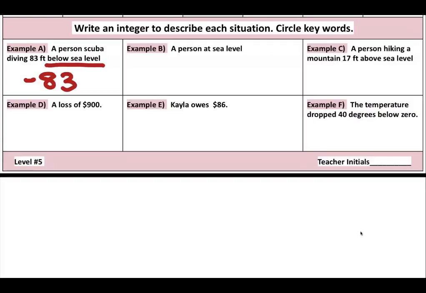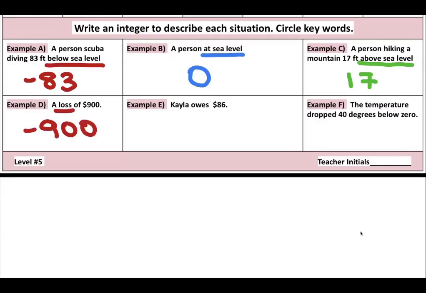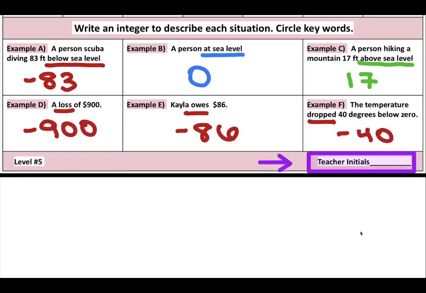Because this is level number 5, I'm going to move pretty quickly. Make sure you're pausing the video if you need more time, and check your work. At sea level is 0. 17 feet above sea level is 17. Make sure you underlined keywords. A loss of 900 is -900. Owing 86 is -86. And dropping 40 degrees is -40. If your teacher wants you to, go ahead and check in with them and get their initials, and then come back to the video for page 2.